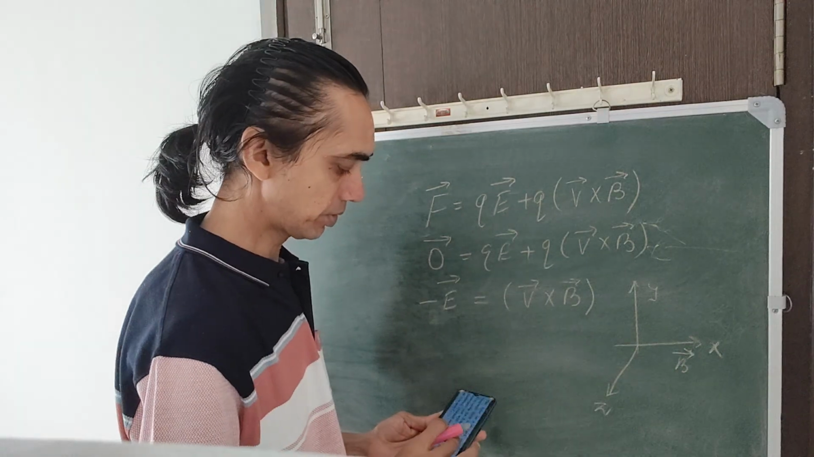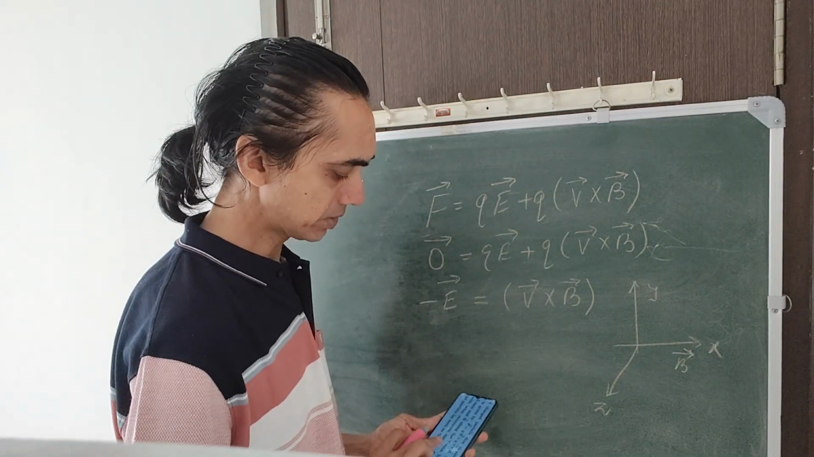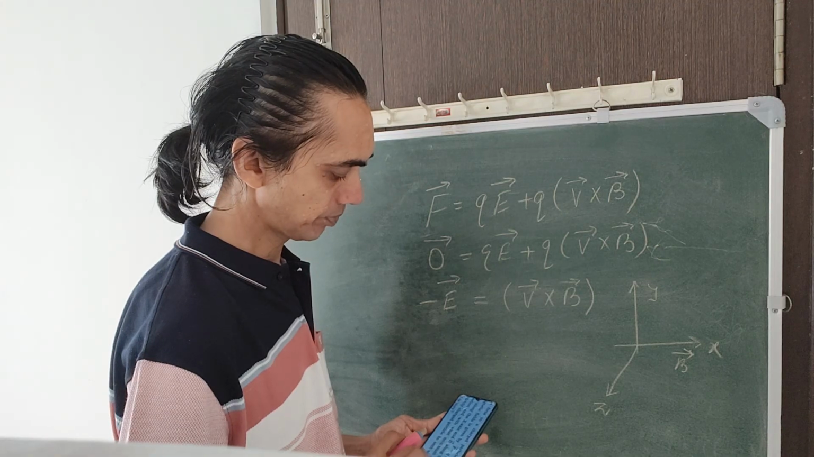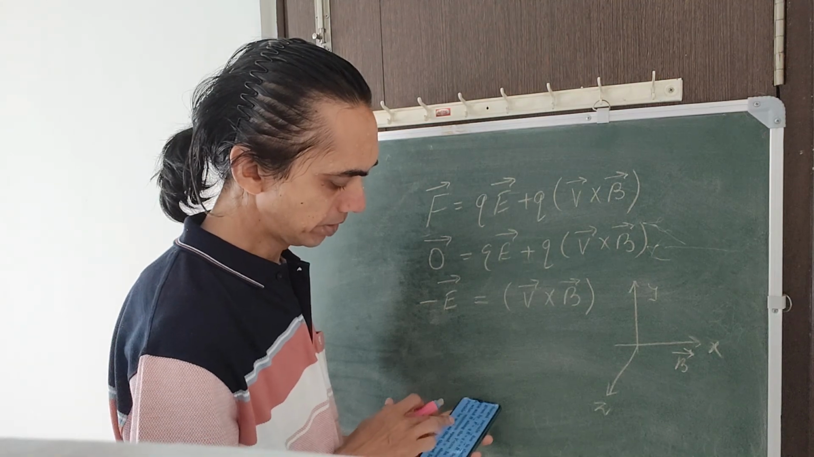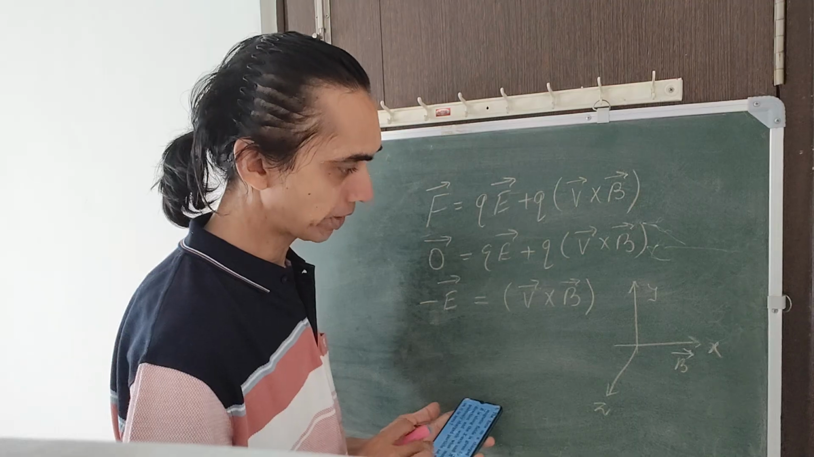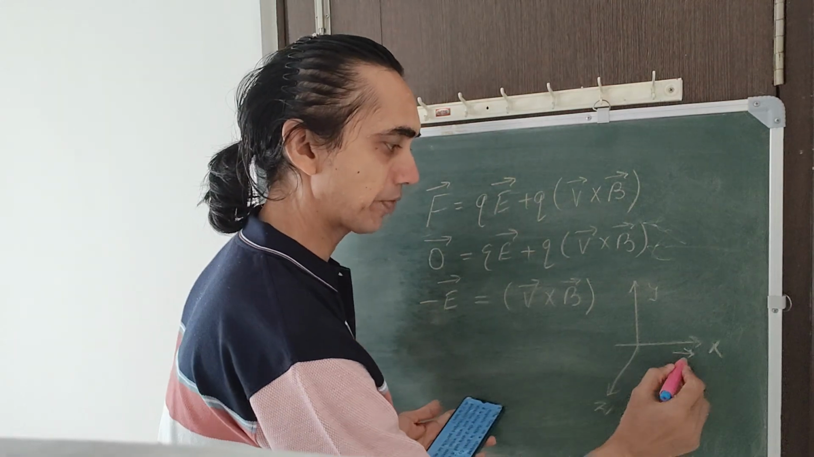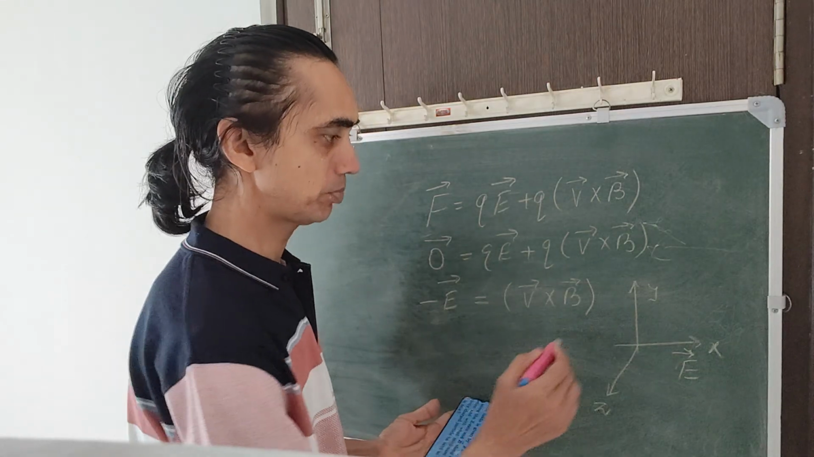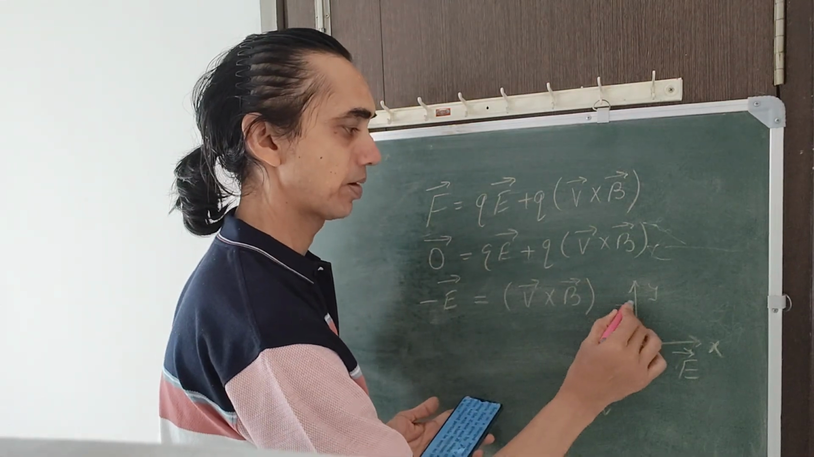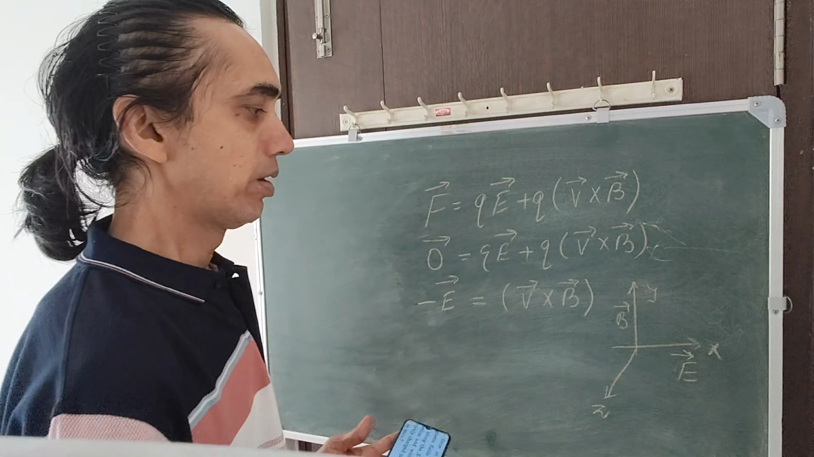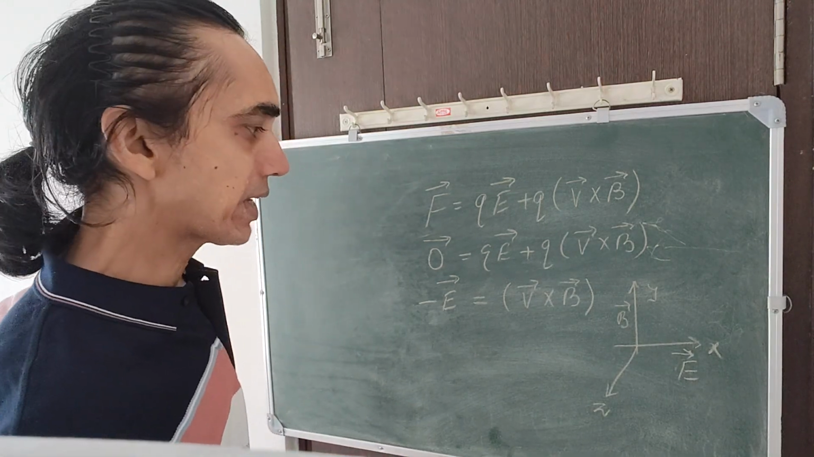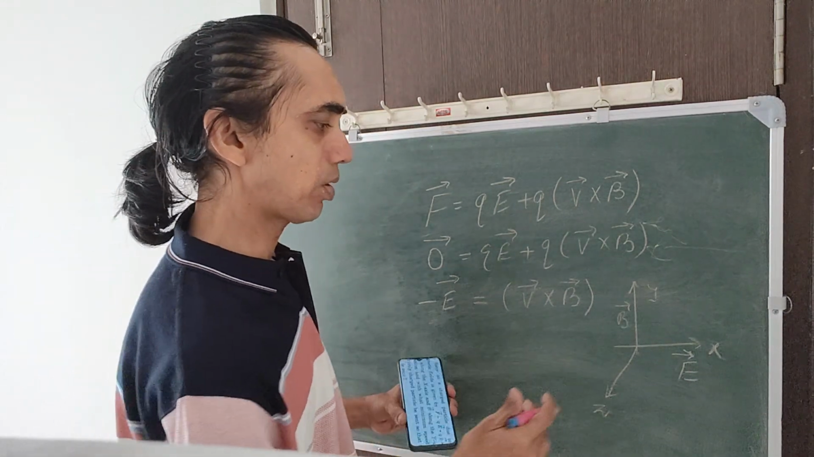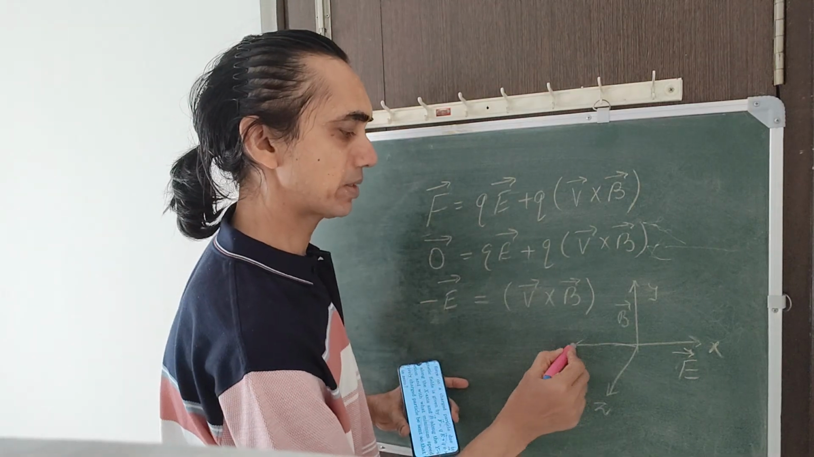What is next given to us is y-axis. Let me read it again. Suppose E is along x-axis, I'm afraid. E is along x-axis is given to us. E is along x-axis and B is along y-axis. So B is along y-axis. If E is along x-axis, then minus E will be along negative of x-axis. So minus E is this way.